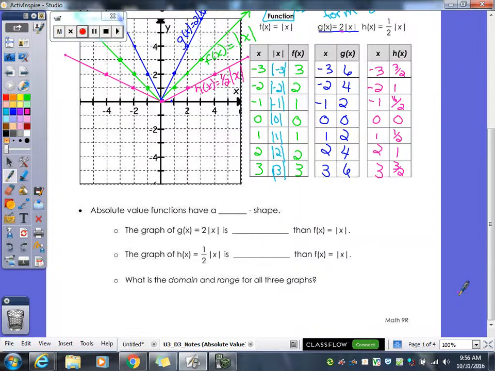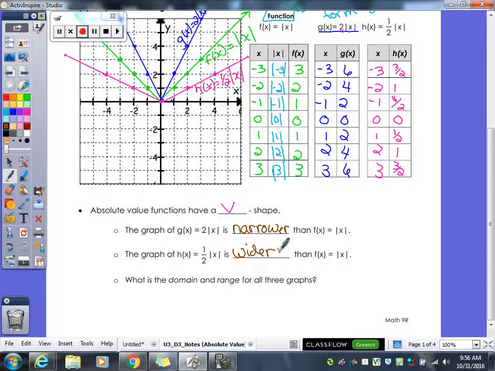So our absolute value graphs all have a V shape to it. I always remember it's a V shape because it's absolute value. Value begins with a V, which is the same shape as your graph. The graph of 2 times the absolute value of x is narrower than our original parent function, just the absolute value of x. And 1/2 times the absolute value of x is wider than the absolute value of x.